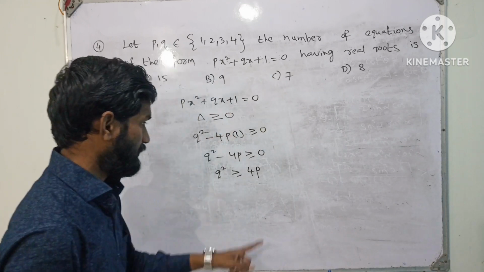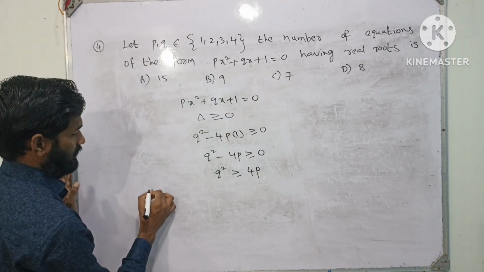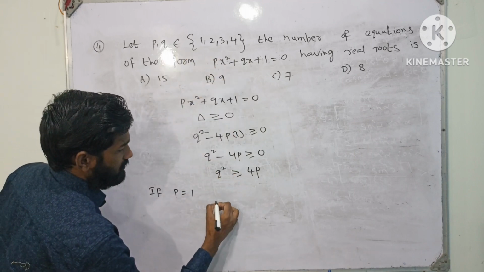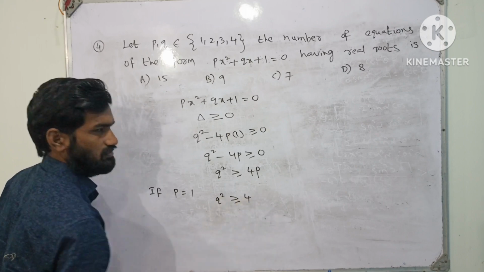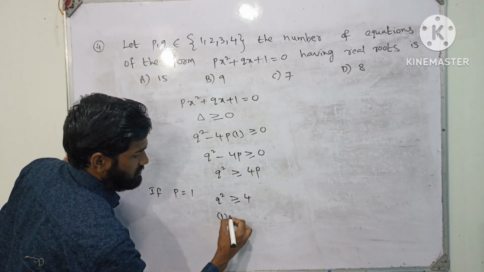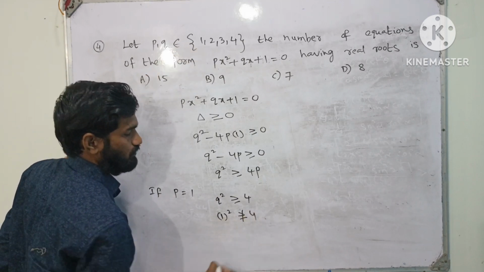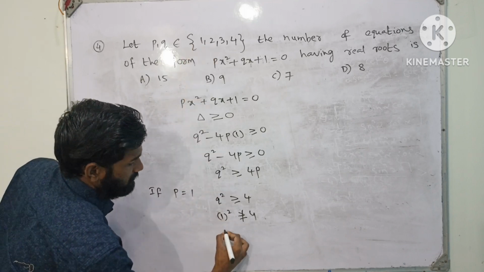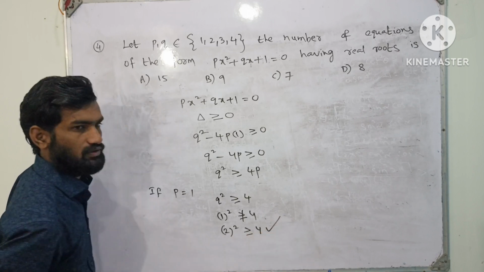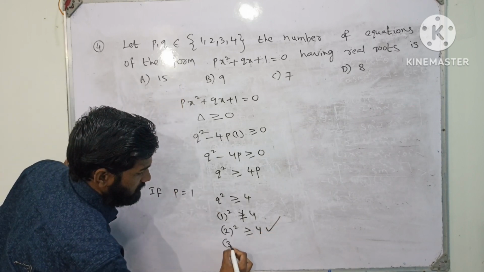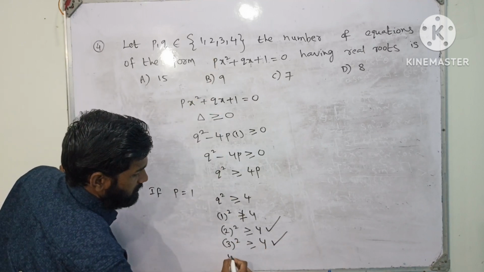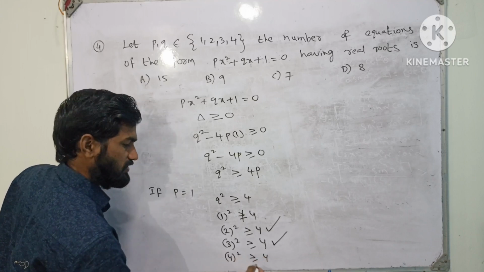Now observe here, I am taking p values. If p is equal to 1, what will happen? Q square is greater or equal to 4. Now substitute for q. If you substitute 1, 1 square is not greater or equal to 4. Next, 2 square means 4, which is yes greater or equal to 4, it is correct. Next, 3 square is 9, yes, which is also correct. Next, 4 square is greater or equal to 4, yes, it is also correct.